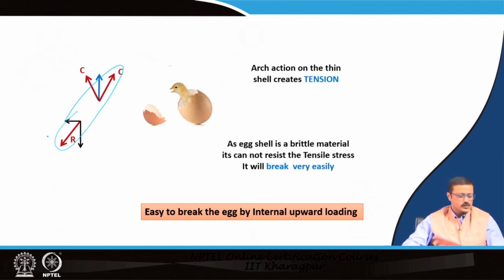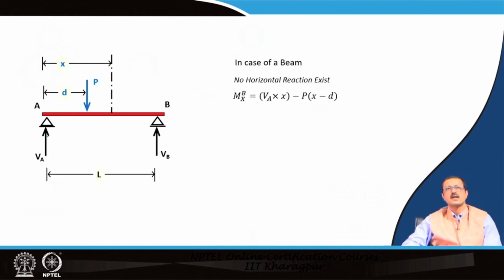So, it will give you an understanding of how the arch action is created, and how the arch action, from the external downward gravity load point of view, creates compression throughout. That is why we can use a lot of brittle material like stones and bricks as arch material, and historically we have been doing this for a long time, since the period of the Giza and the Egyptian architecture.